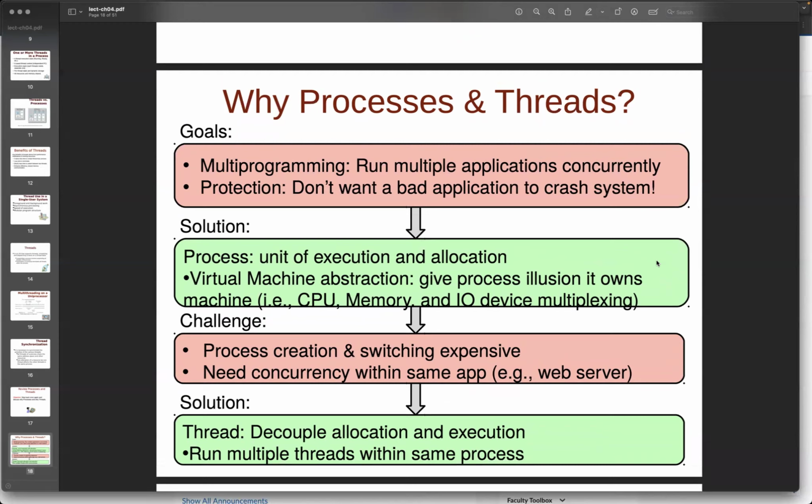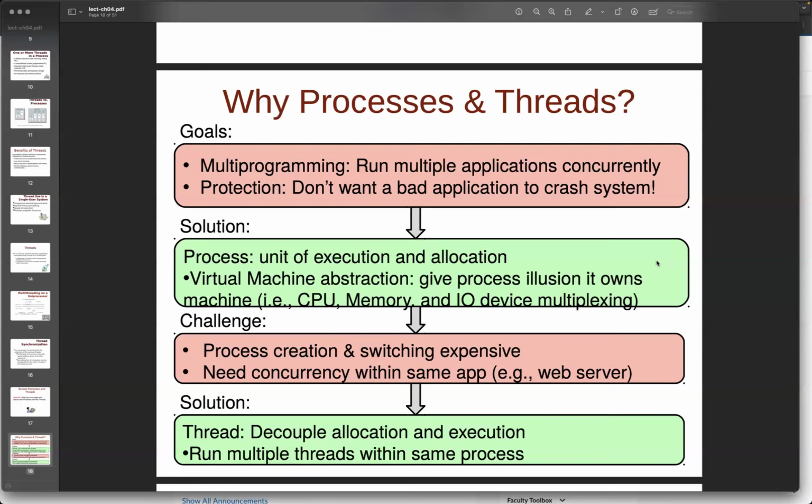So we move on. But we have a challenge with process creation and switching, which is so expensive. We need to keep switching the processes, and we need concurrency within the same app, like a web server. As a local host computer, I need to do things concurrently, but also if I send to a server, it needs to as well, so everyone needs to do that. Then how about we do something on top of the process?